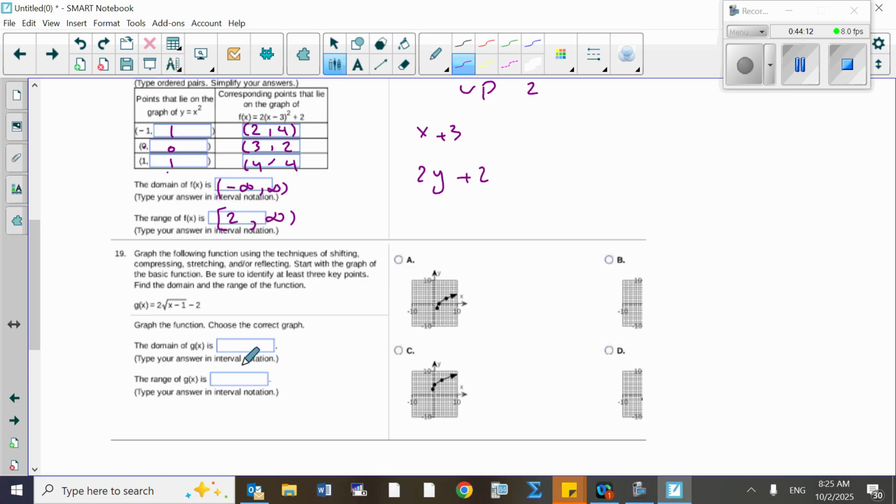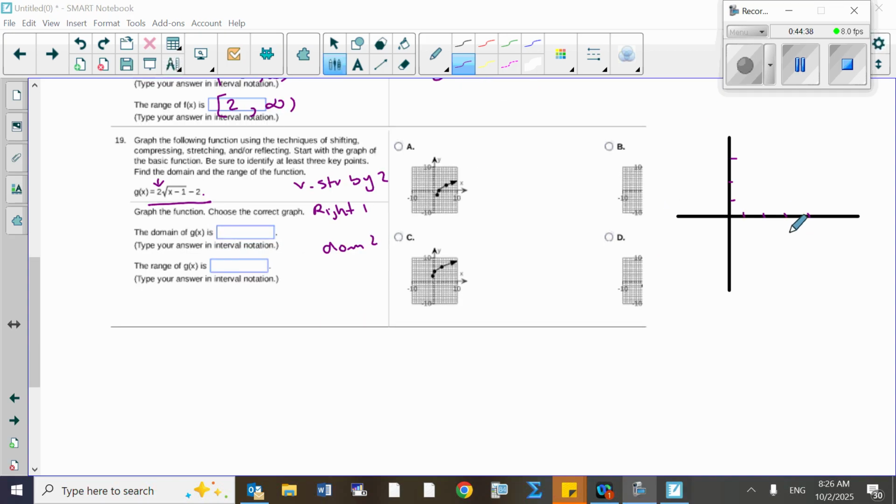Now, let's look at this function. We have a square root function, which is transformed by a vertical stretch by a factor of 2, and it has been moved right 1 and down 2 because of this. Okay, so how do I graph this function? Let's first of all look at the parent function. The parent function of square root of x has (0, 0), (1, 1), and (4, 2). These are the first 3 points that I'm going to graph.